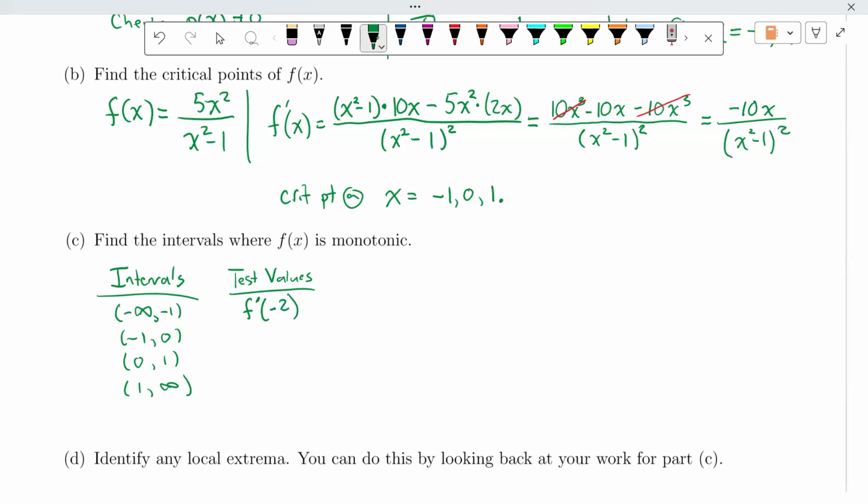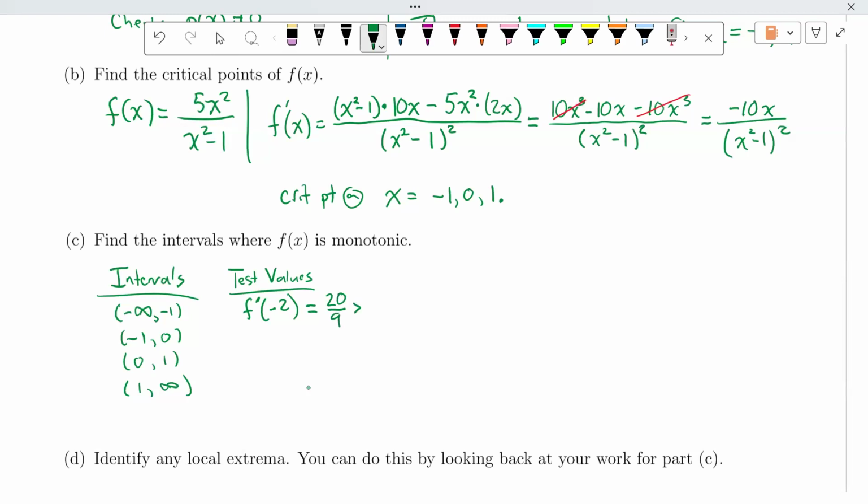Now, if you're a real whiz at math, right, you should be able to do this computation in your head. I'm going to try doing that right now. Of course, you can use your calculator as well. But -10 times -2 gives me positive 20. This will be a 4 minus 1, which will be a 3 squared. I just get 20 over 9. I did it right.